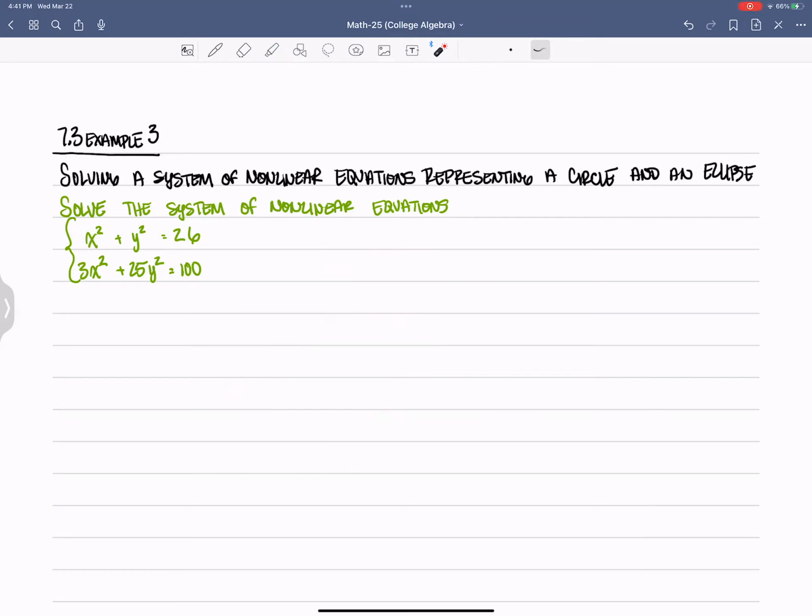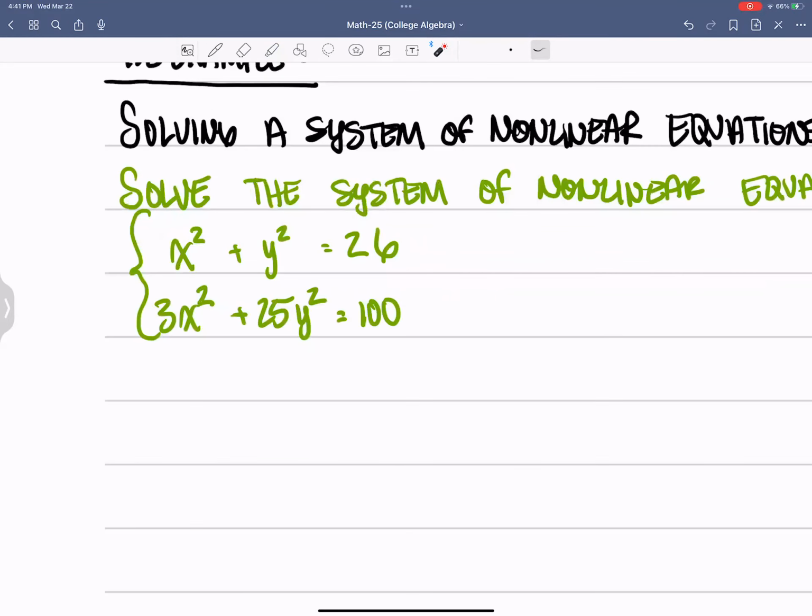I don't know what's going to happen. Let's find out. All right, so solving a system of non-linear equations representing a circle and ellipse. They don't tell us what they want us to use, so let's just use elimination. Let's eliminate our x's. So let's multiply our equation 1 by -3. Let's just start there, see what we end up getting.